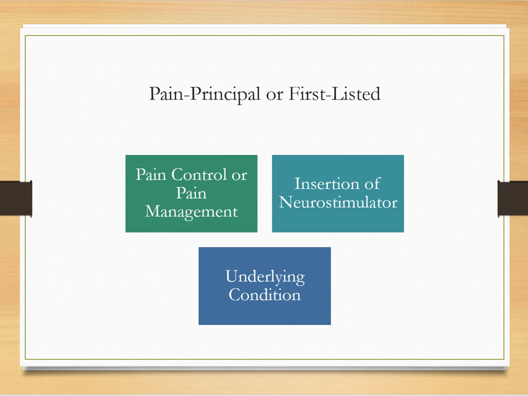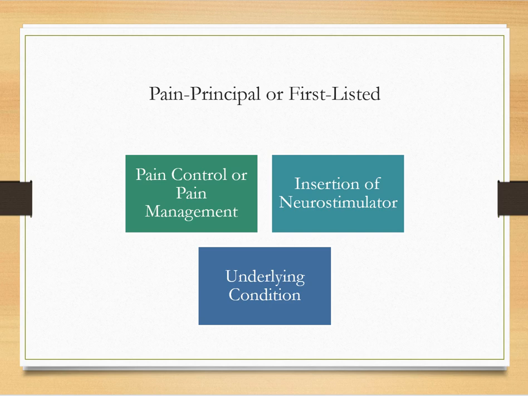All right, speaking of sequencing, we're now going to look at listing category G89 as principal or first listed. Those situations are when the patient is coming in for pain control or pain management, and the reason for the encounter is that particular condition. That can be listed first. And then the underlying cause of the pain is going to be listed as an additional diagnosis if we know what that is.